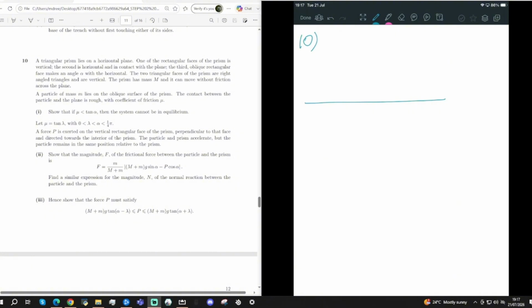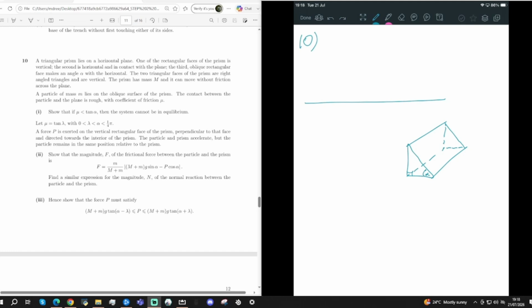One of the rectangular faces of the prism is vertical. The second is horizontal, and the third oblique rectangular face makes an angle alpha with the horizontal. So we've got some kind of triangle as so. One being horizontal and vertical, it is telling us that it is right angled. So we have some kind of shape that looks like this. Again, I'm not sure whether I want to draw it in 3D or if I want to look straight on, so it basically looks only like a triangle. But that's the shape I'm dealing with.